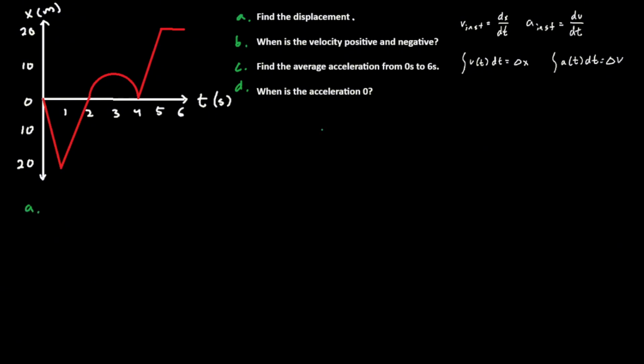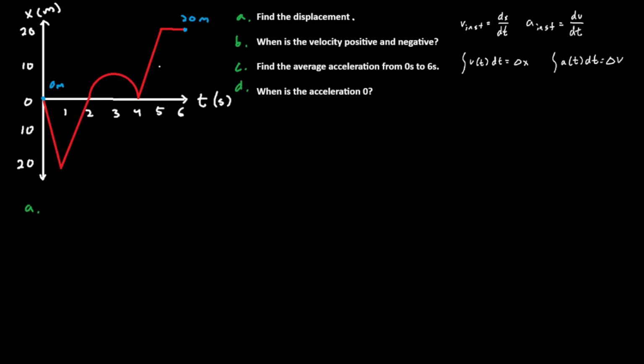The first part is just find the displacement. Well, we don't have to find any integrals or anything like that. Last problem, we had to find some integrals to find your displacement, but for this, you don't have to. Our position graph is right here. So the displacement would just be your initial position, which is at 0 meters, and your final position, which is at 20 meters. That's all the information you need.